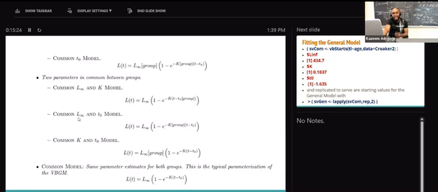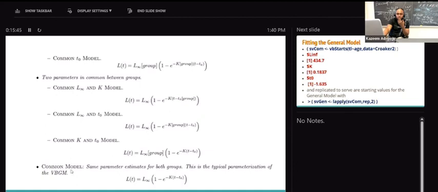What about when L infinity and T0 are common? You are not going to see a group attached to L infinity and T0. You're only going to see a group attached to K. What about if K and T0 are common between the two groups? Okay, the same. Look at that.